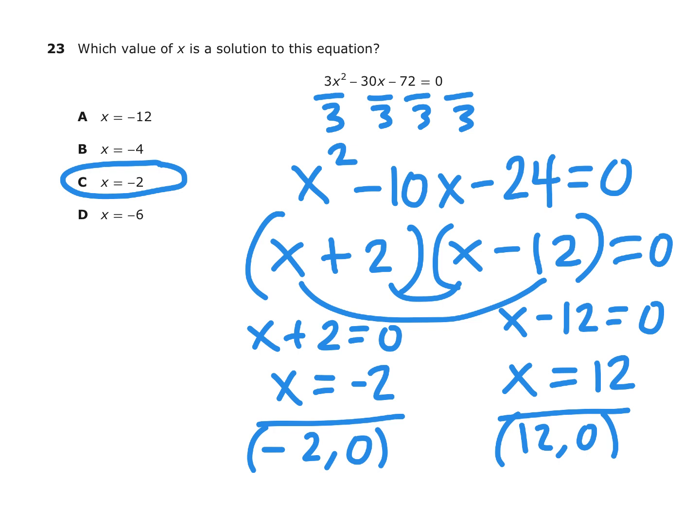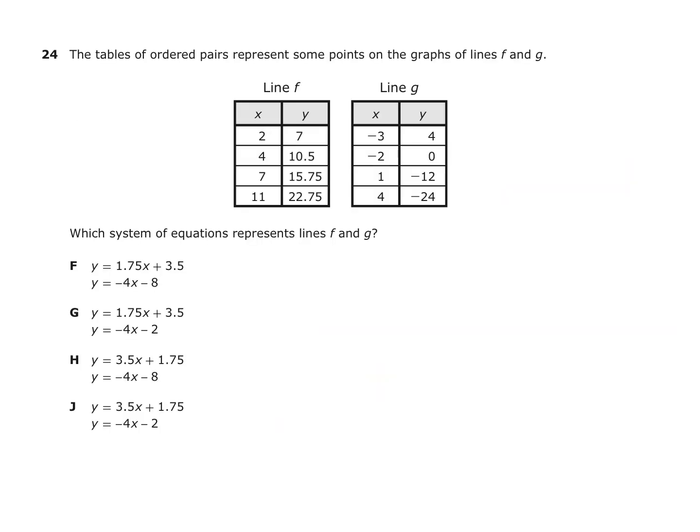Now, a quick way of checking, a student might take these answers and substitute them back into the equation, and you should get 0. So if you substitute a negative 2 for x, you will get 0, and that's one way that you can check this problem. So the answer was C.